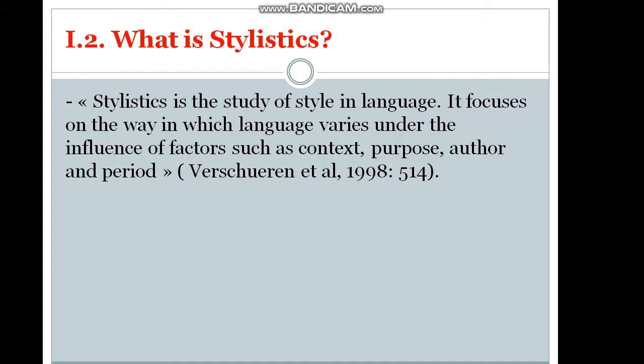So stylistics studies style in language and at the same time takes into consideration the effect of context on this style. The purpose is going to define a particular style, and so are the author, the audience, and the period of time. We are going to see this in more detail later. These are just basic information.